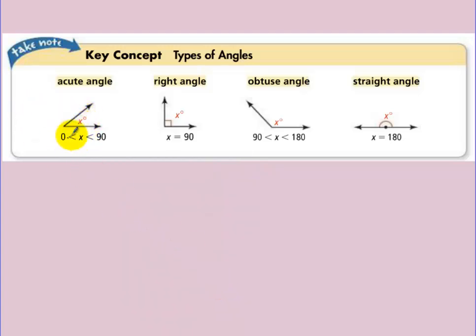Acute angles are angles less than 90 degrees. They're tinier. Right angles are 90 degrees. And you'll usually see this little box in the corner. Whenever you see this box, that means there's a right angle and it's 90 degrees.